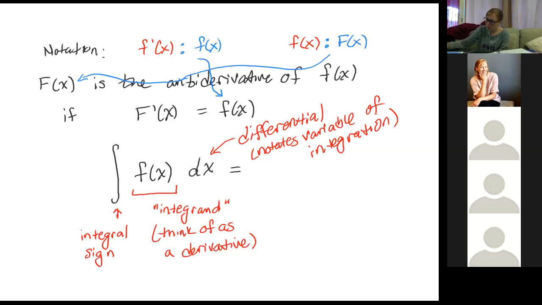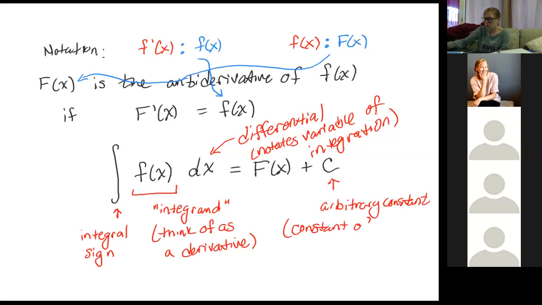That antiderivative, I can use capital F of x to notate, and just like we mentioned before, that capital F of x, if I'm given this notation, will have an arbitrary constant c added to it. So this is an arbitrary constant. And by arbitrary, I mean we just don't know what that constant is. This is also called the constant of integration.